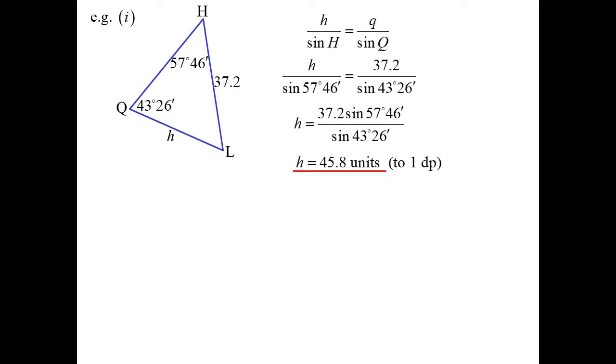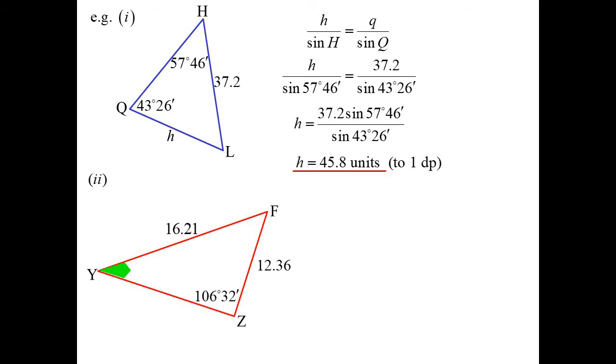Make H the subject. From there, of course, it's just calculator work, so punch in the buttons. And I've done mine to 1 decimal place. Usually in a question, if they don't tell me how accurate to do it, I'll match the accuracy of the question. So this question's 1 decimal place, so I'm going to do it to 1 decimal place.